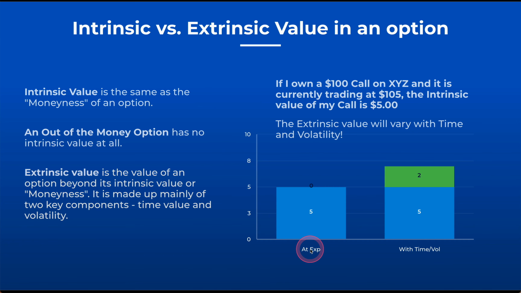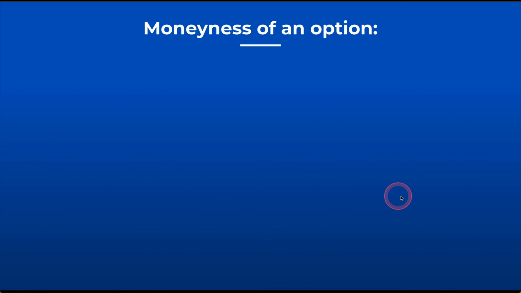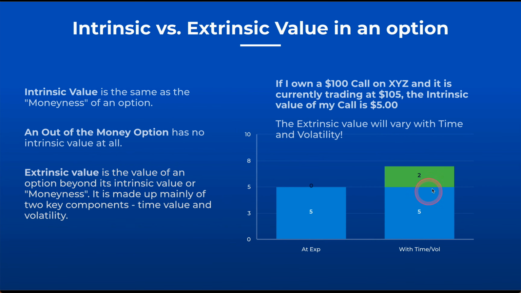So if we are at expiration and I am $5 in the money, in other words, the underlying is at 105 and I have a $100 call, then the value of this option is going to be worth $5, and there's no extrinsic value left because we are at expiration. Now, if we're prior to expiration, could be a day, a week, a month, there's going to be some extrinsic value. And that basically is a factor of the amount of time left and the volatility in that particular option.